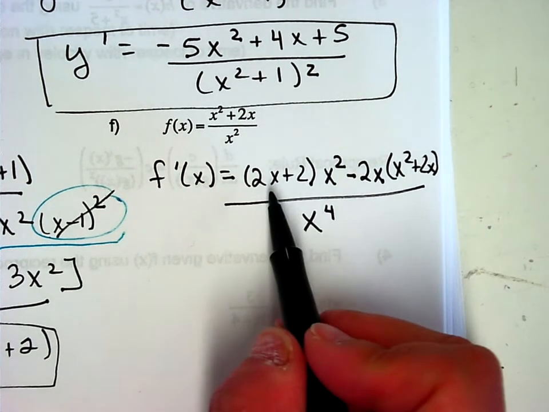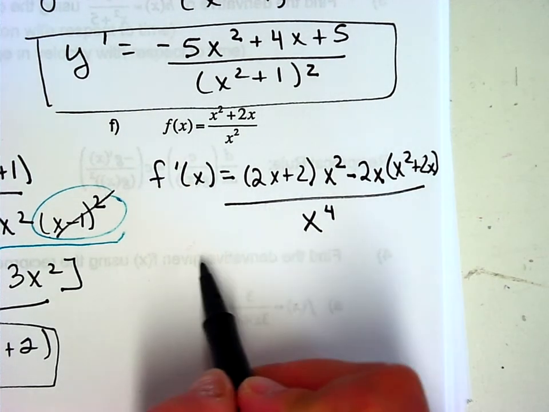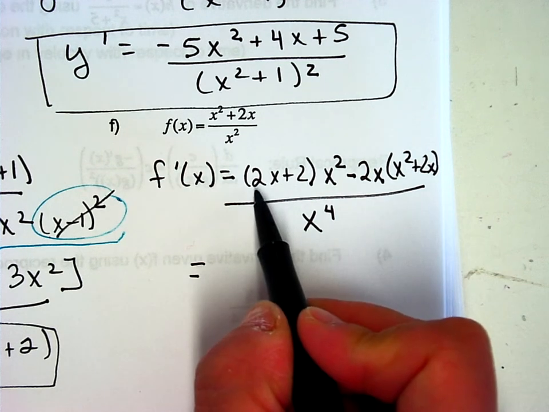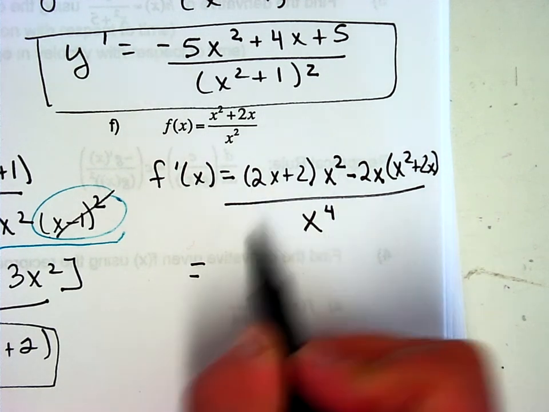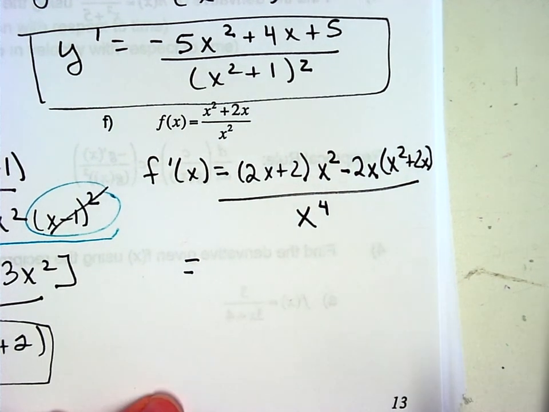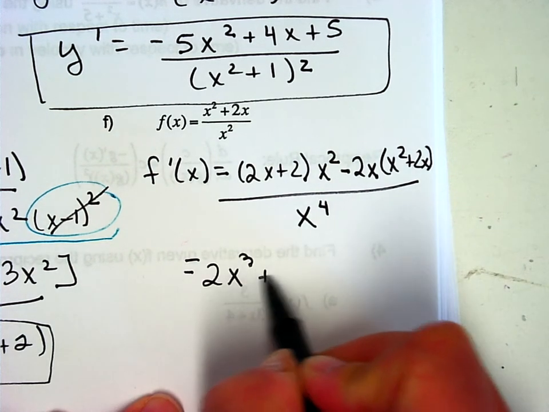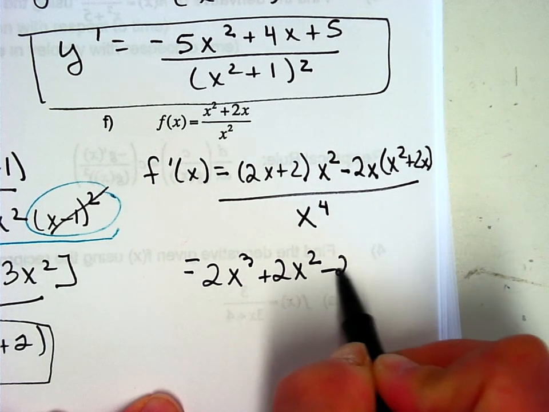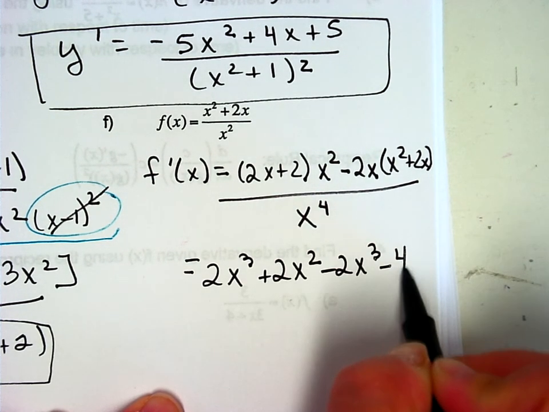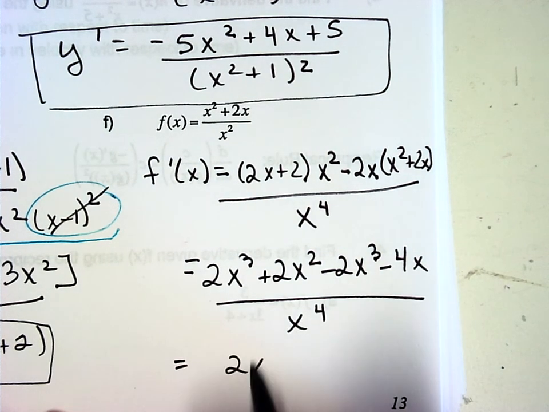Now, when I try to factor, I'm trying to see if there's anything I can take out that's common to both. Here you can pull out the 2, but that's about it. So if you want to just multiply this out first and pull out the 2, that is not going to be a problem as well. I'm going to multiply it out: 2x cubed plus 2x squared minus 2x cubed minus 4x, all over x to the 4th, and this will leave you with this.